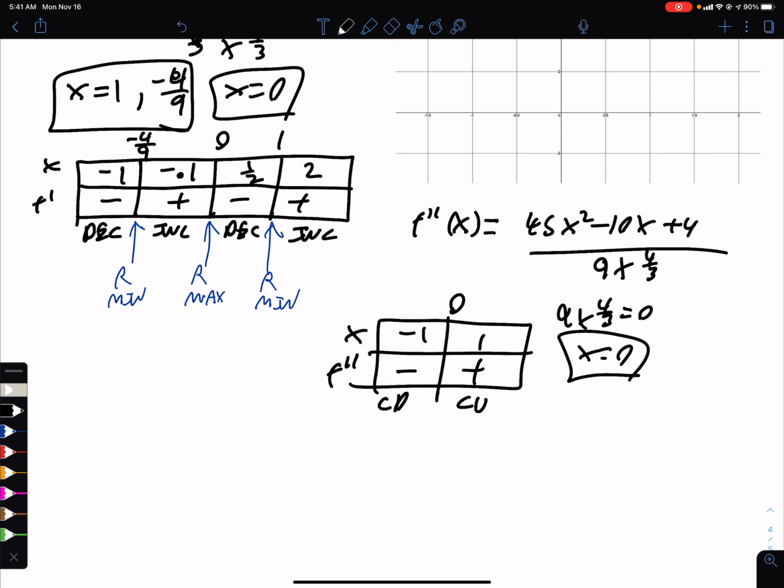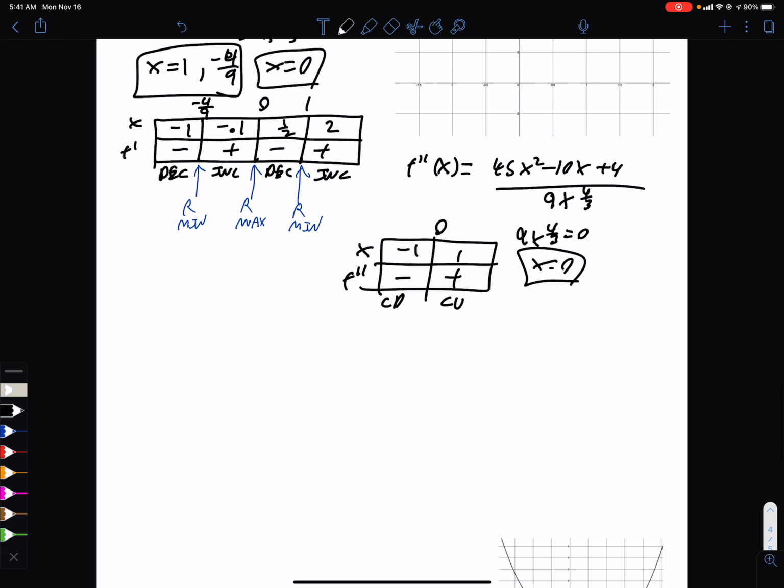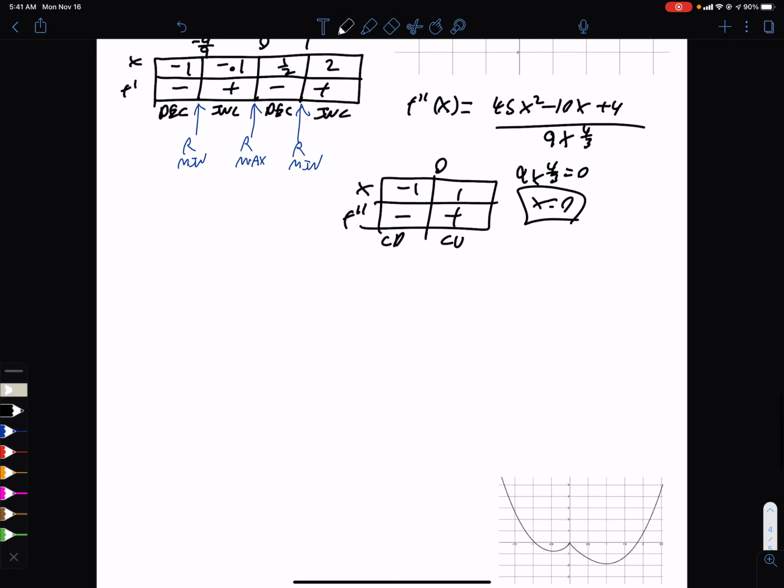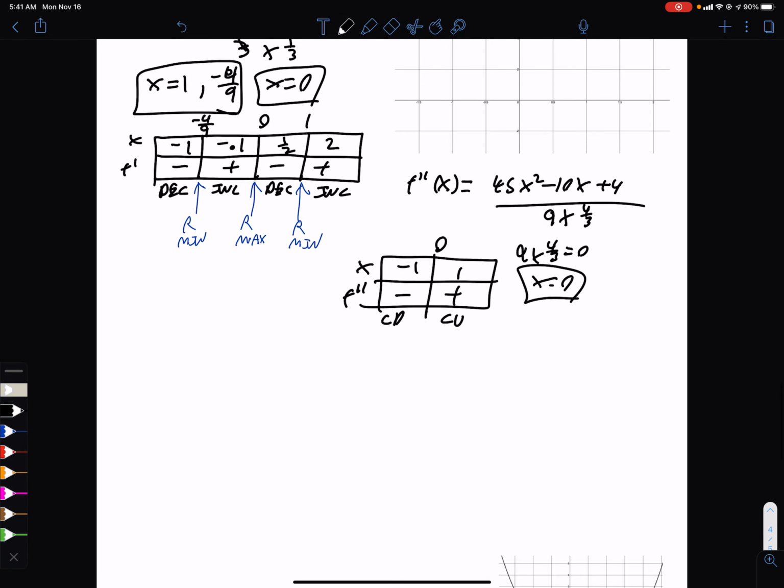And we're just going to graph this. We'll go right to the graph. I wish I made this bigger, but I didn't. But I can copy and paste this stuff.